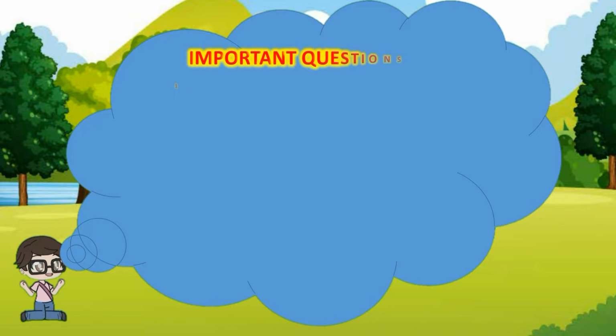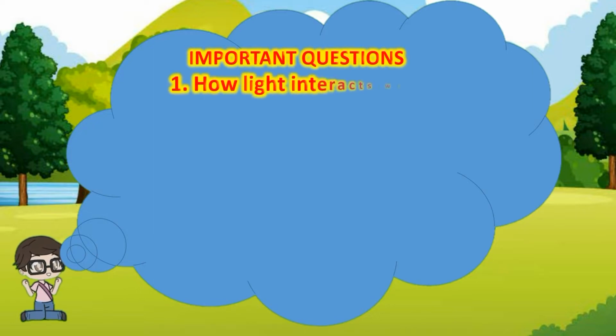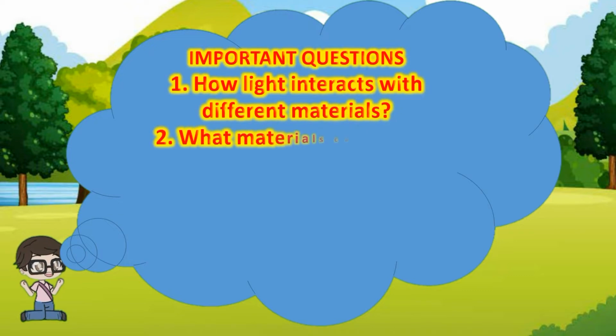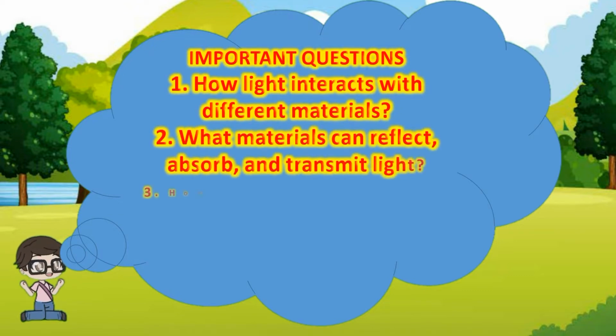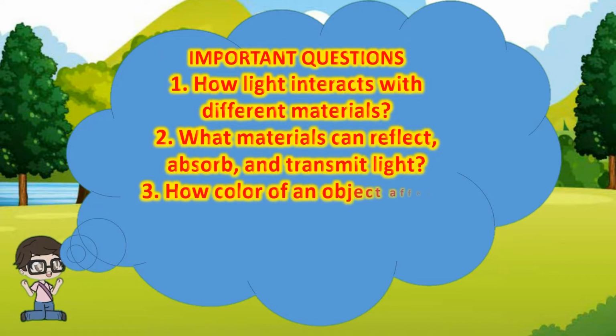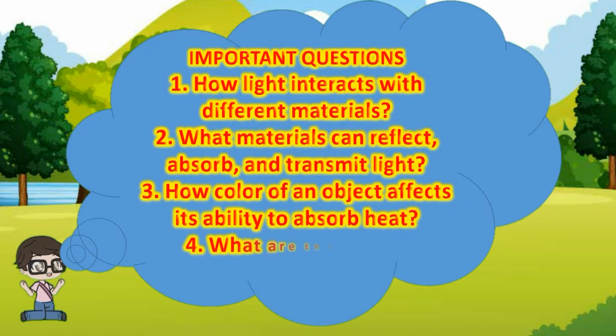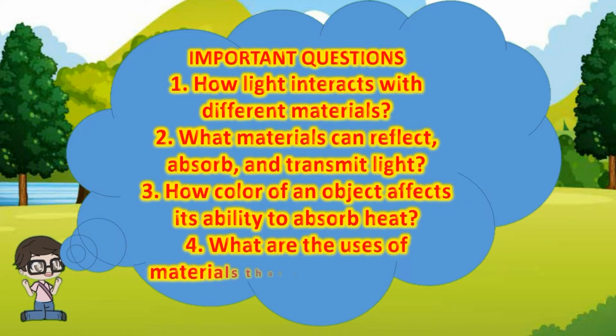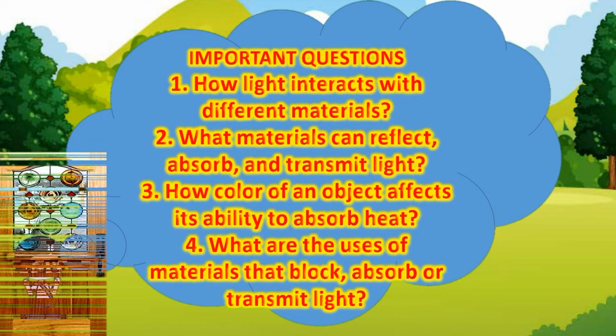Important questions. 1. How light interacts with different materials. 2. What materials can reflect, absorb, and transmit light? 3. How color of an object affects its ability to absorb heat. 4. What are the uses of materials that block, absorb, or transmit light?